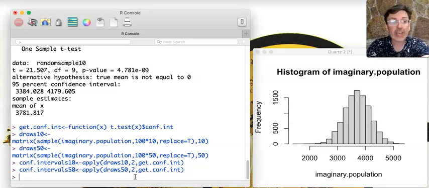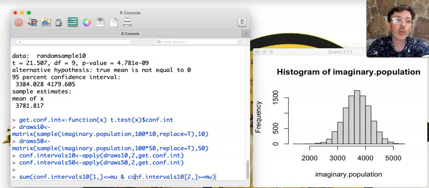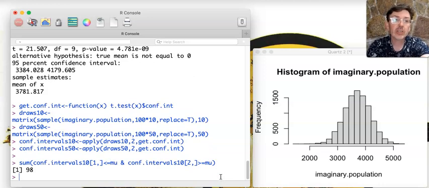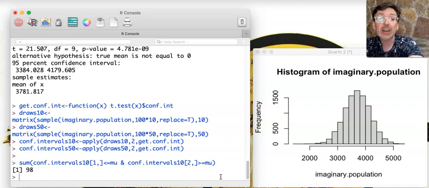Well, we can actually test that. So I can take my confidence intervals and ask, in the upper and lower columns, how many times my mu, my actual sample mean that we had before, is inside that confidence interval and how many times it is outside. In this particular case, it was successful at capturing it 98 times.